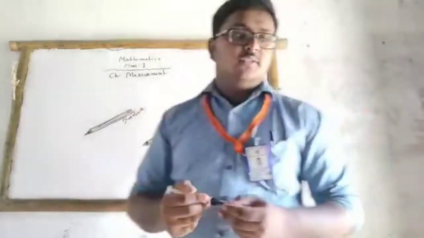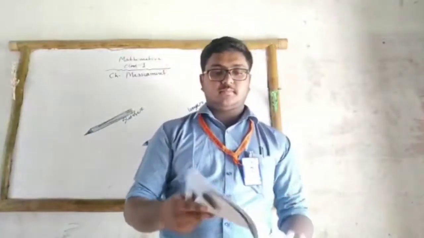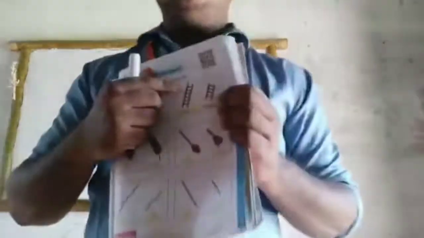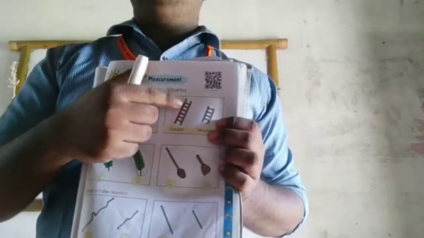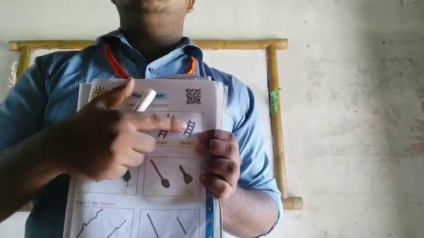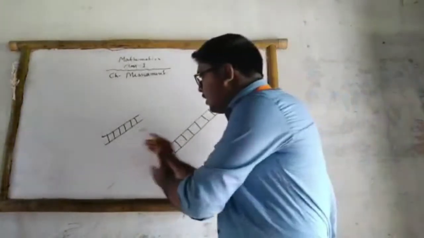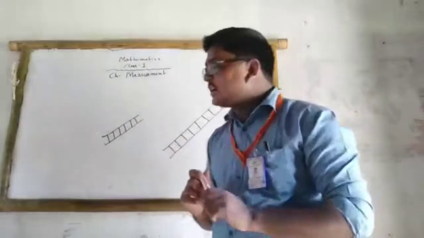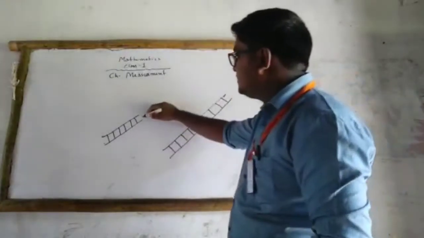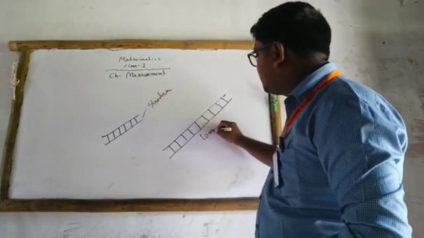Now from your math magic book, here is another example for you. Between these two objects, which one is longer? This one is longer and this one is shorter. Between these two objects, which one is shorter? This one. Yes, this one is shorter and this one is longer.